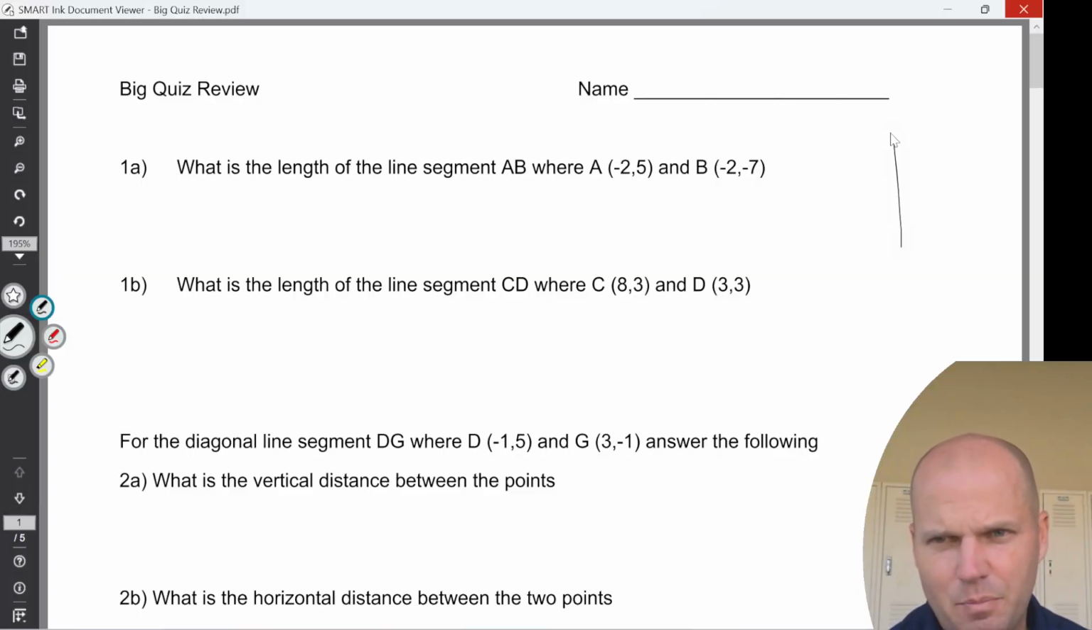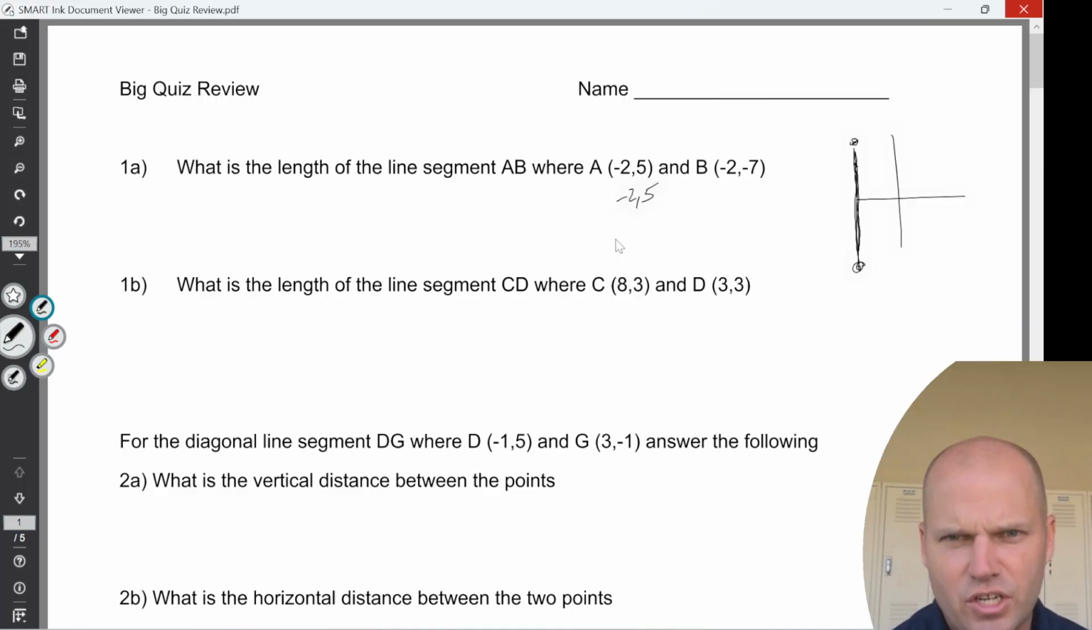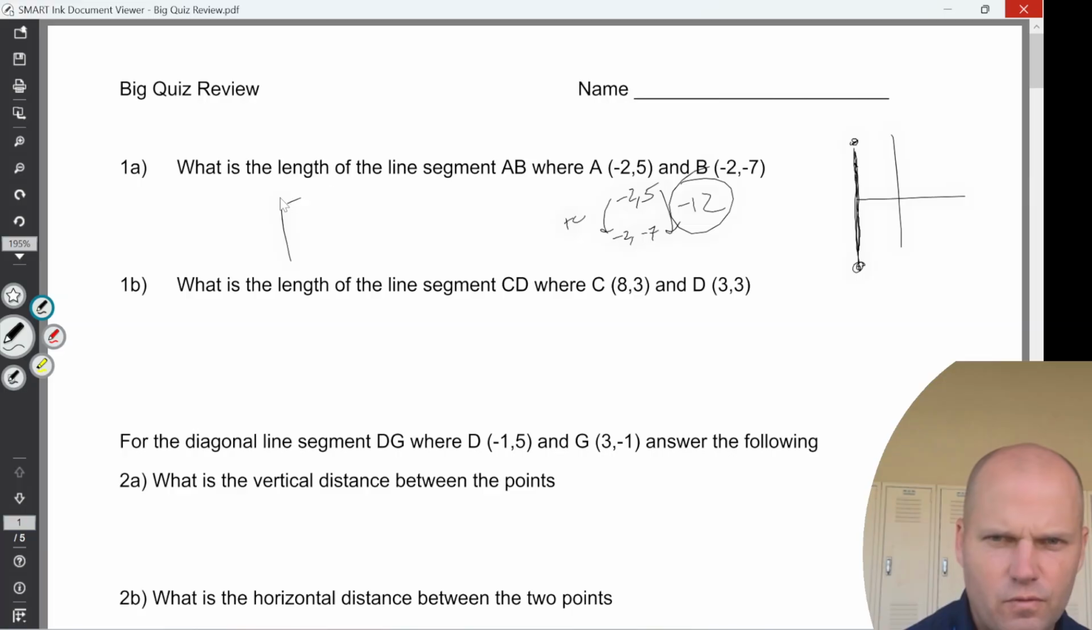If you look at AB, whether you plot it out or just think about it, A being at negative 2, 5, and B being at negative 2, negative 7 means these points are stacked on top of each other vertically. You can see there's no x change, there's just a y change. Well, if there's no x change and just a y change, then that's going to be your length. It's going to be this vertical length of 12.